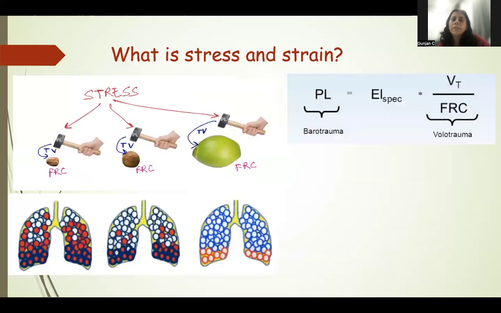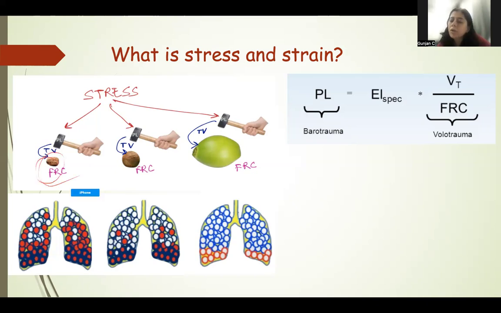So as I said, let us see what is stress and strain. The stress is what we give. That is the pressures we give to the lung so that we can deliver the amount of volume that we want to deliver. So if I say that the baby lung is small, as we can see in the first figure here, this baby lung is very minimal, almost the size of a walnut.